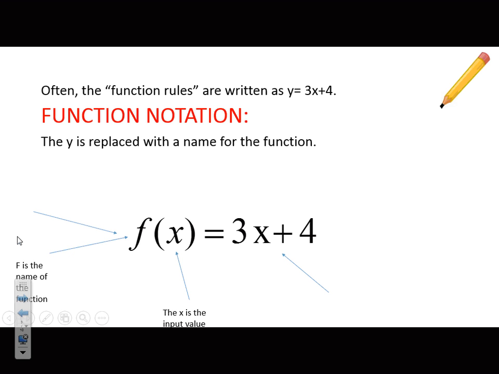The x is going to be our input value. What number are we going to put into that rule? And the 3x plus 4, this is the rule of the function. Okay? Now, if we look at this right here, the f and the x, I'm going to show you how to read this. There's two different ways. The first way we can say this is the value of f at x. Or we're going to say f of x. We're just explaining the function name and what value we're plugging in for it. Okay?